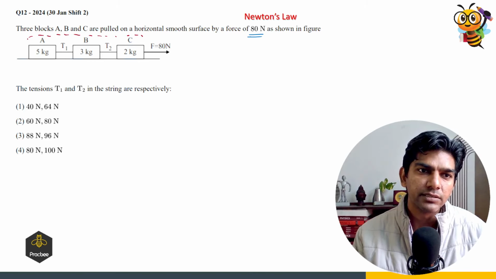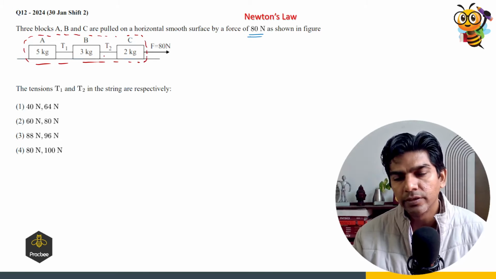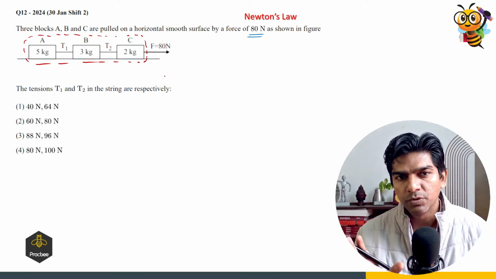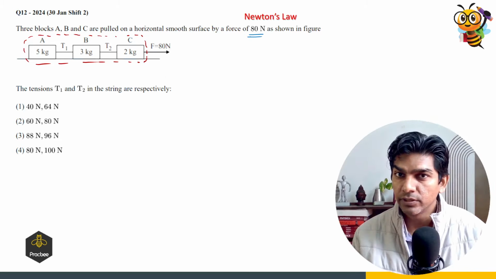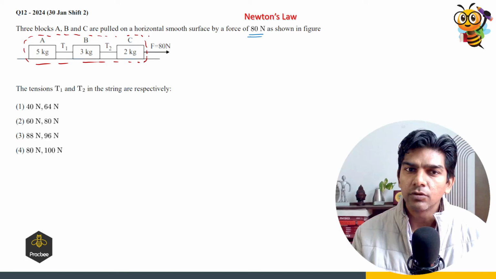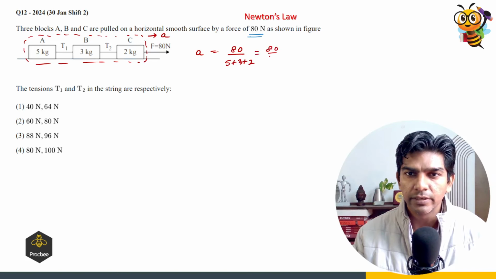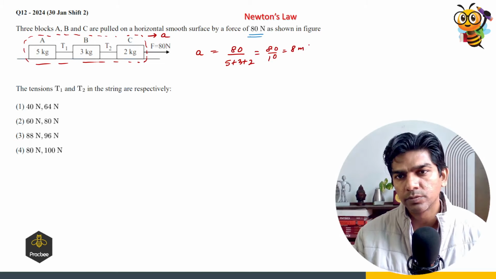So if I consider this as a single unit, then the tensions T1 and T2 will become internal to the system. So we have a system of mass 5 plus 3 plus 2, and we are exerting an external force of 80 Newton in the right direction. So we can find the common acceleration. Acceleration will be net force divided by the mass of the system, which is 5 plus 3 plus 2, and it comes out to be 80 by 10 or 8 meters per second square.